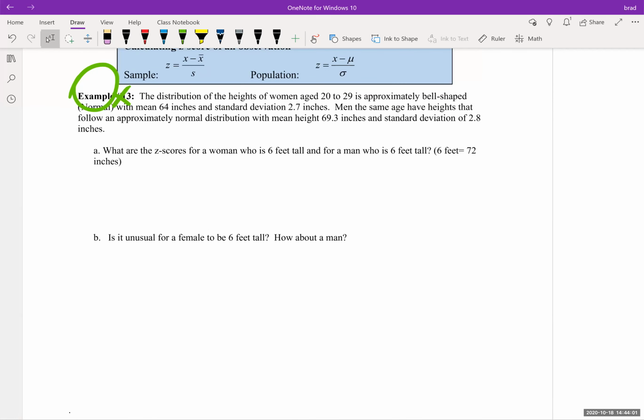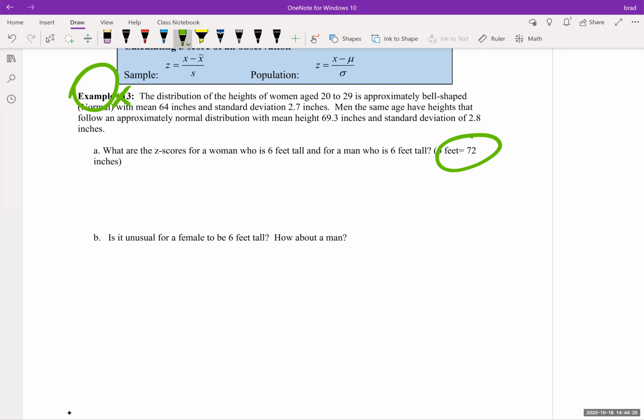So the distribution of heights of women aged 20 to 29 is approximately bell-shaped normal with a mean of 64 inches and a standard deviation of 2.7 inches. Men the same age have heights that follow an approximately normal distribution with a mean of 69.3 inches and a standard deviation of 2.8. What are the z-scores for a woman who is 6 feet tall and a man who is 6 feet tall? And remember, 6 feet is 72 inches.